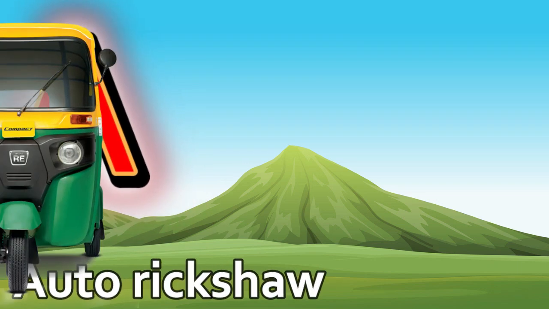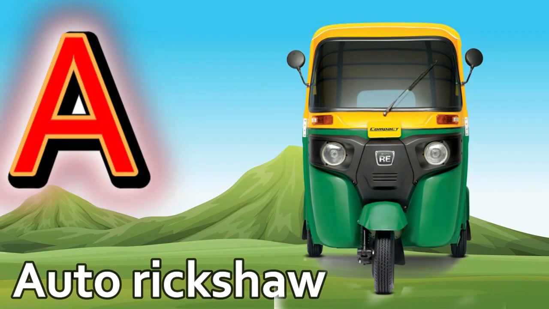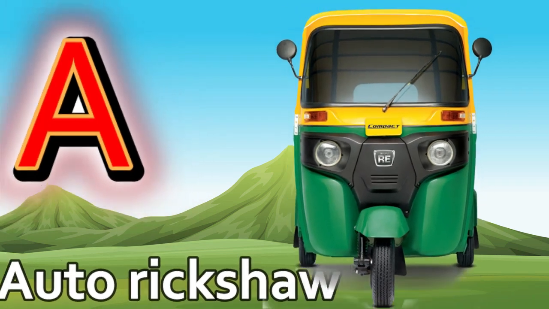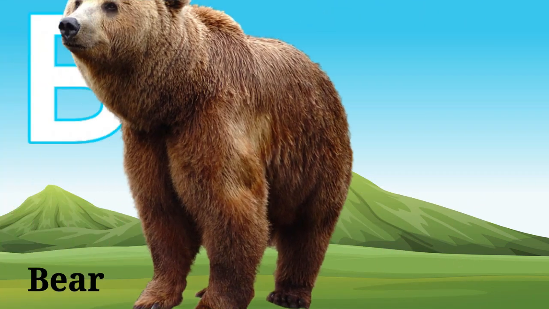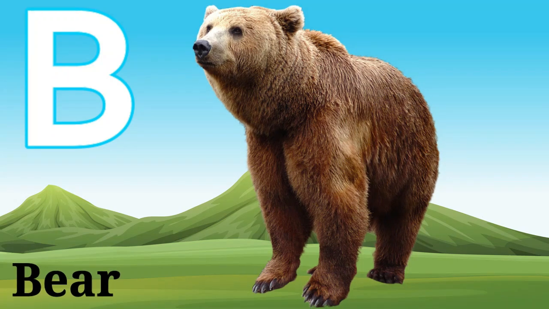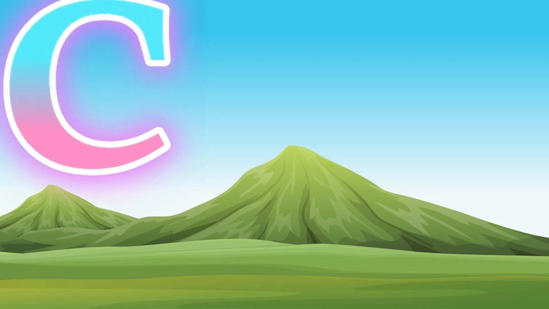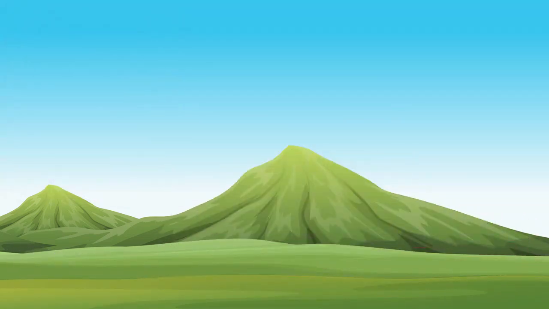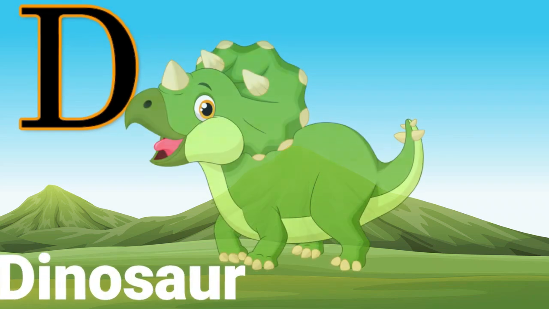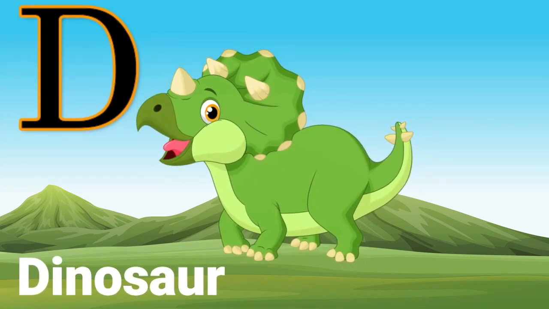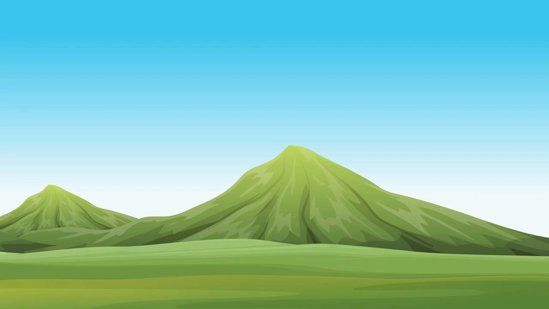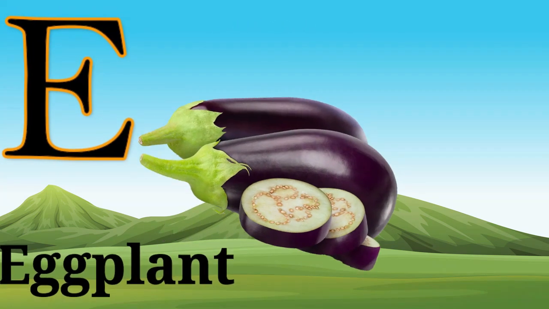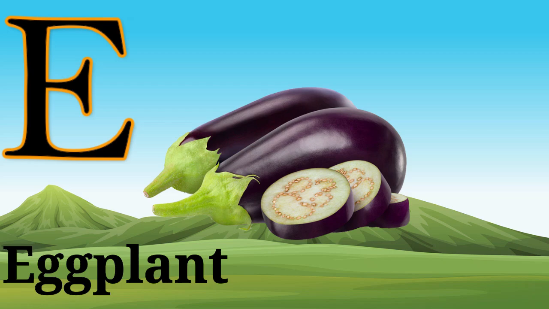A for auto rickshaw. B for beer. C for cabbage. D for dinosaur. E for eggplant.